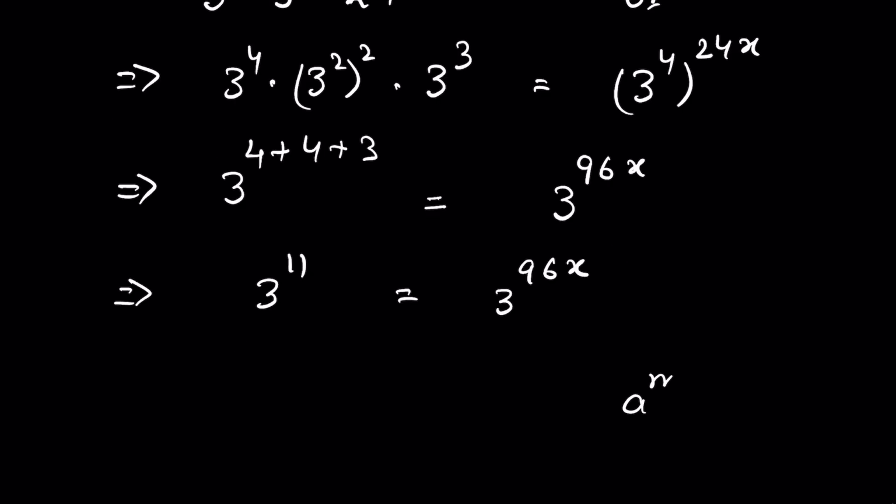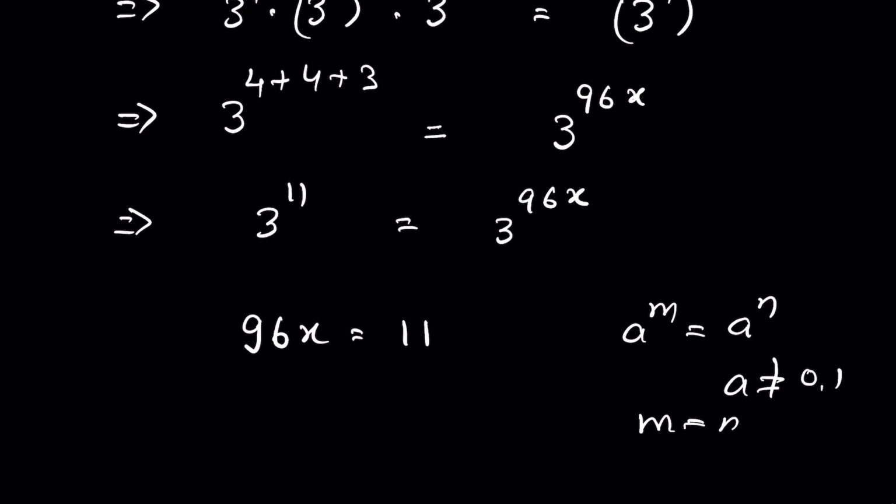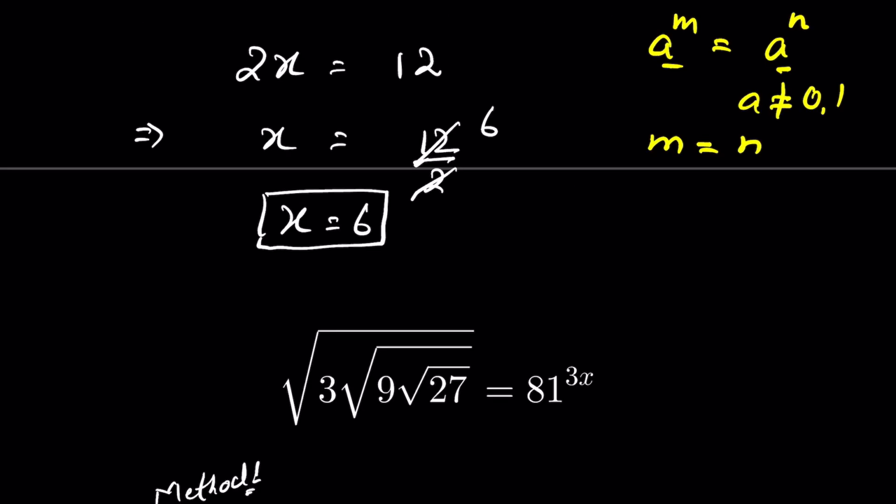Again, when a raised to the power m is equal to a raised to the power n, and a is not equal to 0 or 1, then m is equal to n. So that means 96x is equal to 11, or x is equal to 11 upon 96. This is our answer. Let's verify this answer.